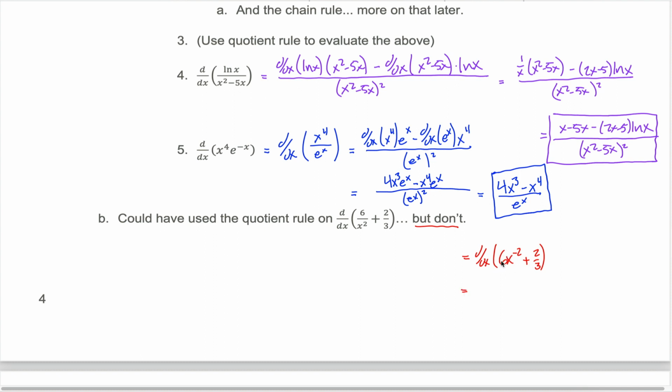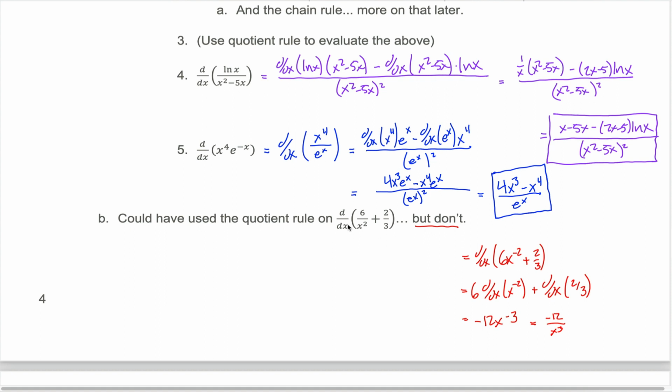We use our constant multiple rule and our derivative sum rule to say that this is 6 times the derivative of x to the negative 2 power plus the derivative of 2/3. You can use the power rule over here to call this negative 2x to the negative 3, and then multiply it by this 6 to get negative 12x to the negative 3, and then recognize that 2/3 is just a constant, so its derivative is 0, so my answer is negative 12x to the negative 3rd power. In other words, negative 12 divided by x cubed.